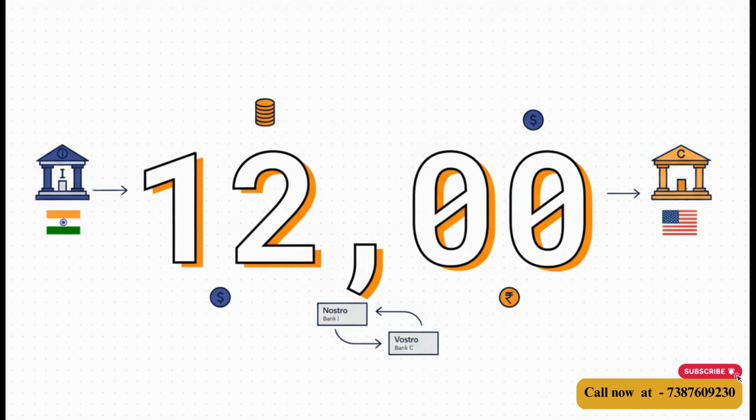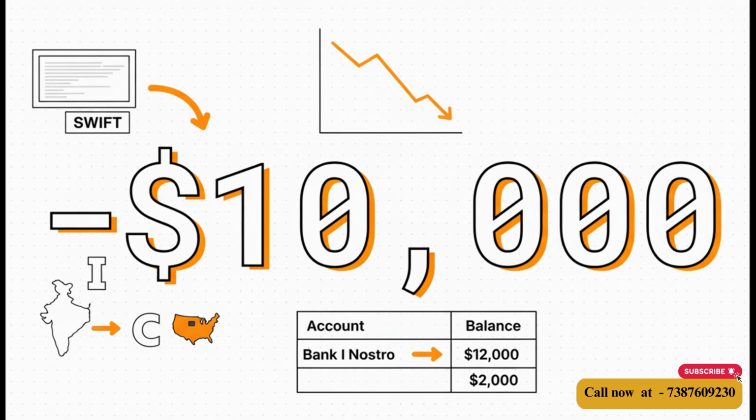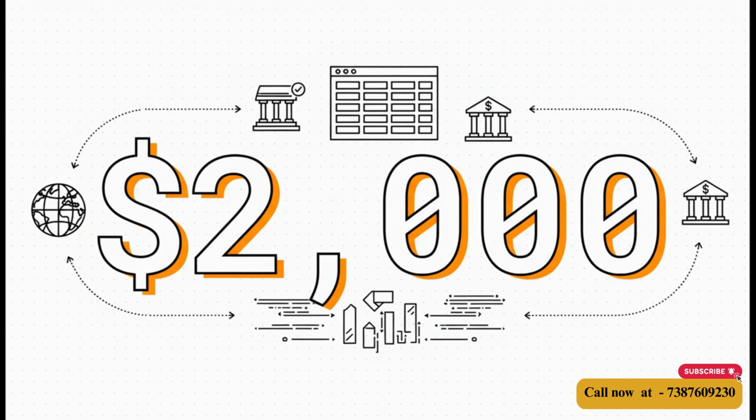Bank I immediately fires off that SWIFT instruction we talked about. The second Bank C gets it, boom, they debit $10,000 from Bank I's Nostro account. Just like that, the amount of money the Indian bank has overseas goes down. And there you have it, the final balance. After that 10 grand is forwarded on to the supplier's bank, Bank I is left with $2,000 in its Nostro account.